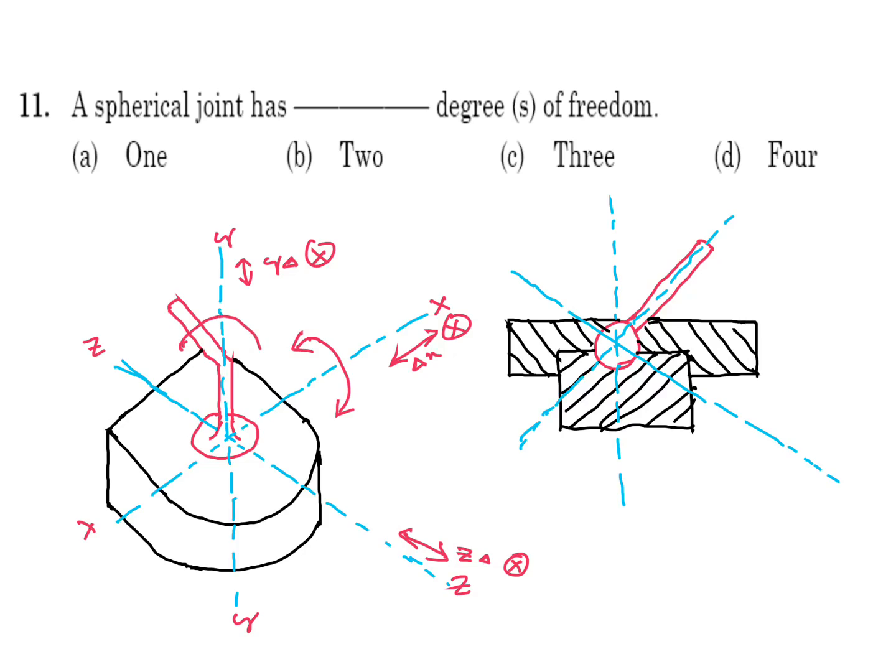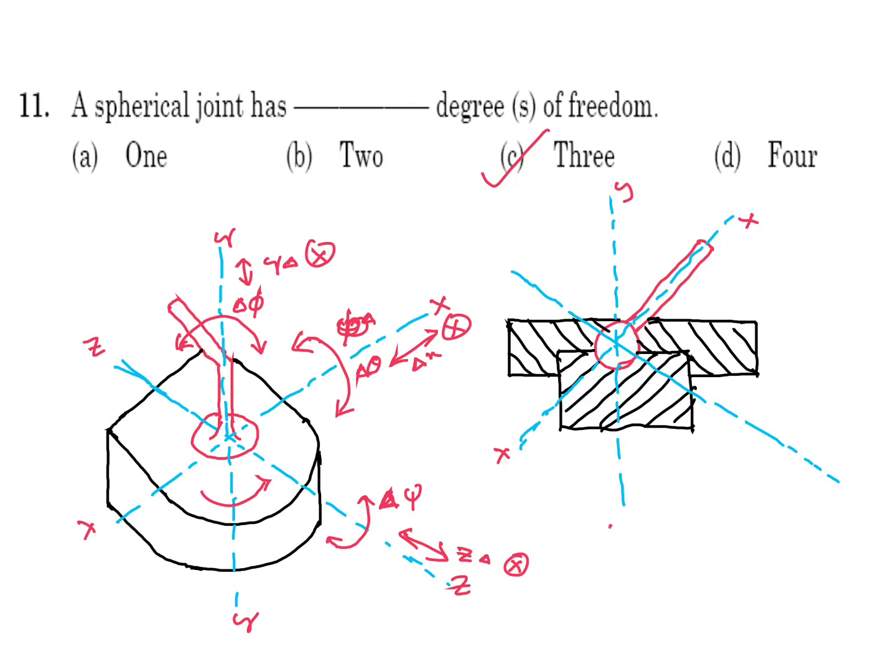Here also rotation possible. Here also rotation possible. You can write them del phi or del theta, del phi and del psi. These three rotations are possible. So degree of freedom is 3. C is the answer.